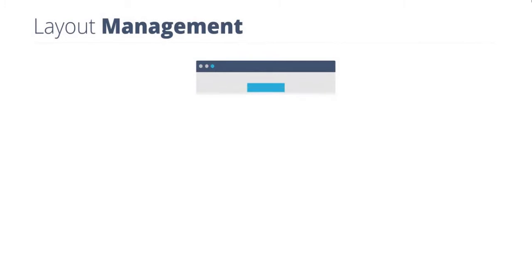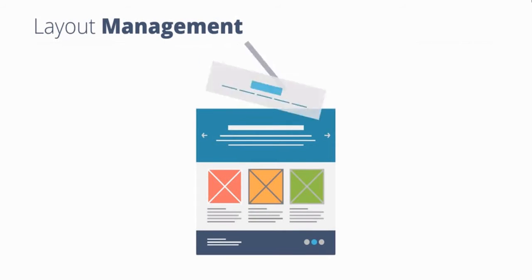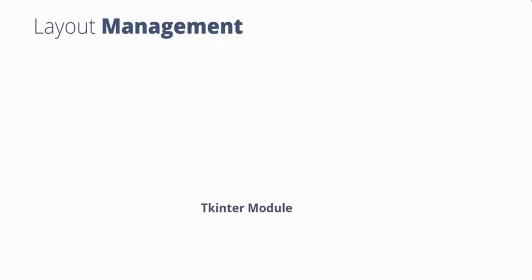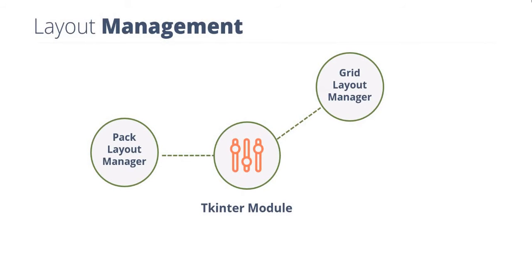Layout means the way a graphical user interface window appears on the screen. It is the arrangement of various widgets on the GUI window. The Tkinter module provides 3 layout managers to arrange widgets on the GUI window. However, these managers can never be mixed in the same master window. They are Pack Layout Manager, Grid Layout Manager, and Place Layout Manager.